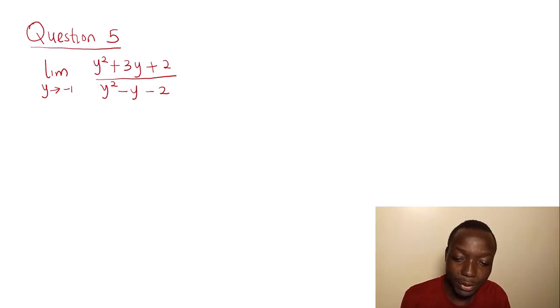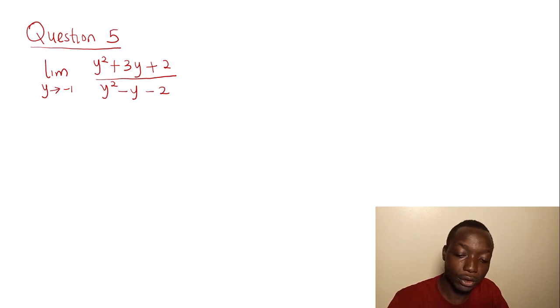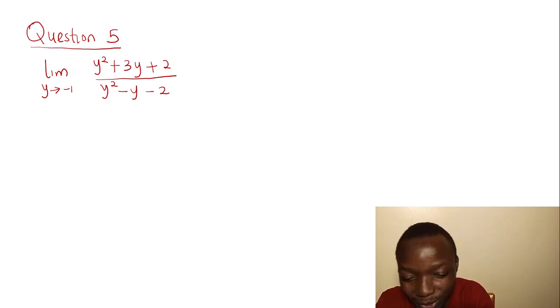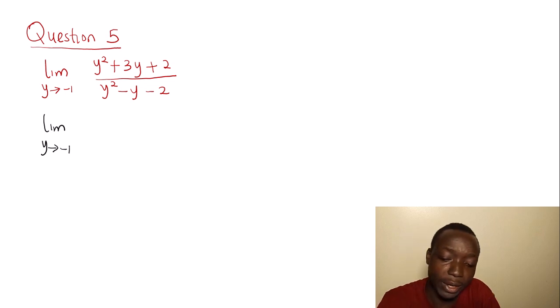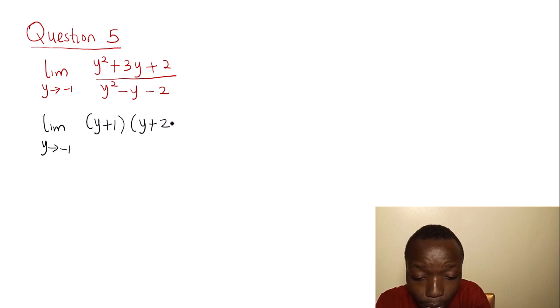Okay, let's go to the next question, question 5. This is just to do a little more practice on what you have learned. Here we have two functions and they are factorizable, so we're not doing the conjugation part again. We're doing factorization. So let's factorize the numerator and denominator. Here we're going to have the limit as y approaches -1. If you factorize y squared plus 3y plus 2, you're going to get y plus 1, y plus 2.